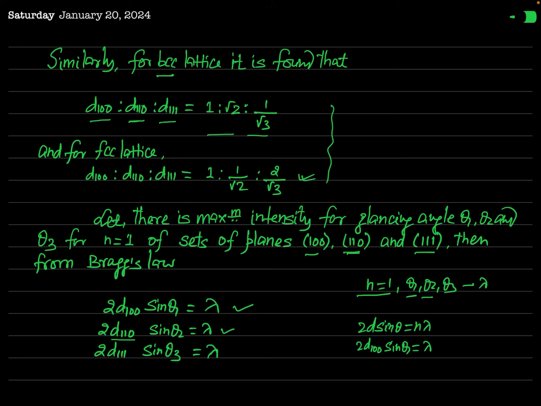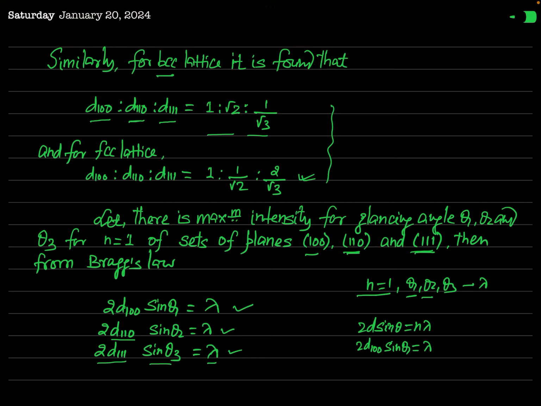Similarly, for first order maxima, for the reflection of X-rays from plane 111, we can write Bragg's law in this way: 2d111 sine theta 3 equal to lambda. Here theta 3 is the glancing angle for the X-rays reflected from the planes 111 for first order maxima. Now from this result, if we want to find the ratio of these interplanar separations, that is d100, d110, d111, what will that be?